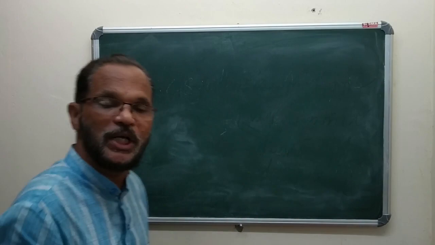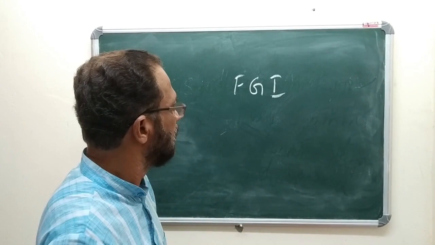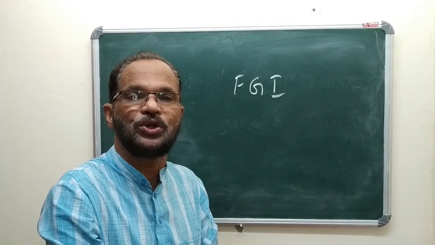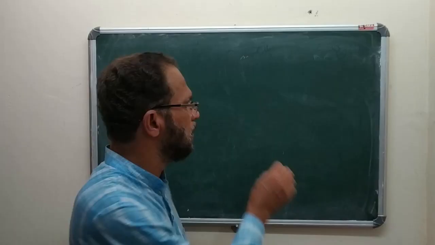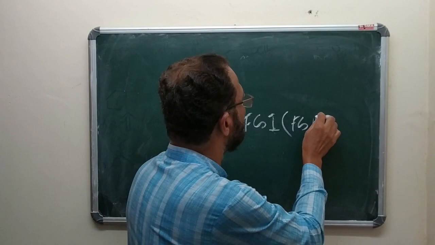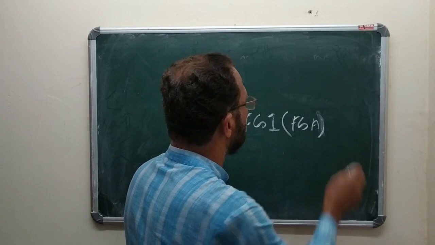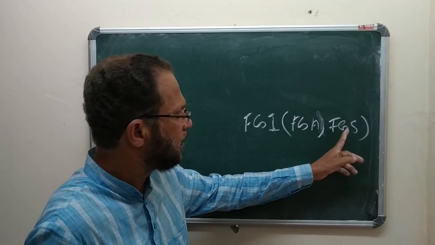The second one is FGI, functional group interconversion. Functional group interconversion is nothing but conversion of a functional group into another one. These functional group interconversions also include functional group addition and functional group substitution.